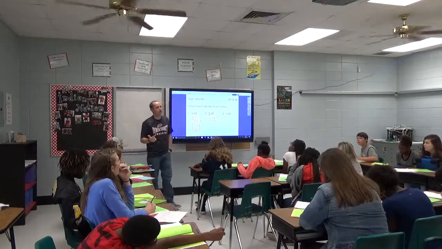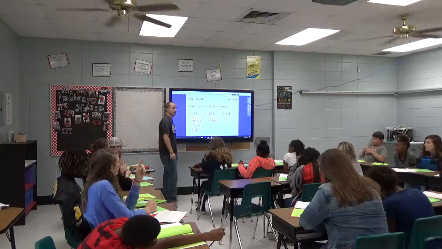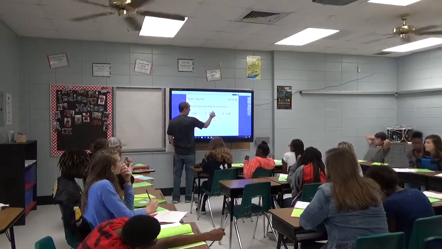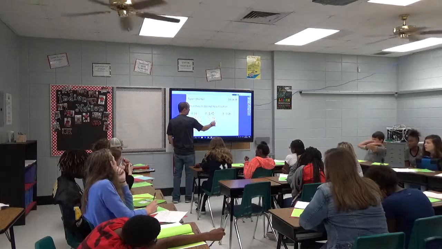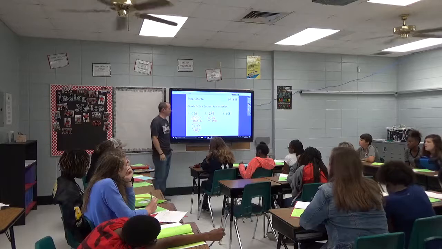What's the other way we told you if you don't know your place values to figure out what goes on the bottom? Count how many spaces are behind the decimal. 1, 2, so I should have 2 zeros in my denominator. If you don't know your place value, there's your other way.